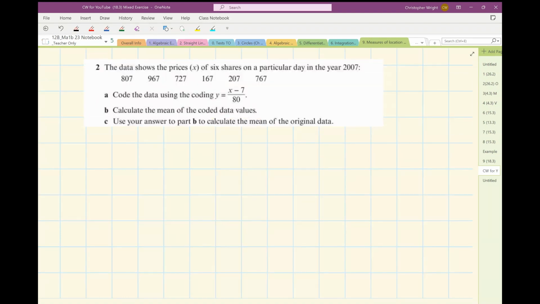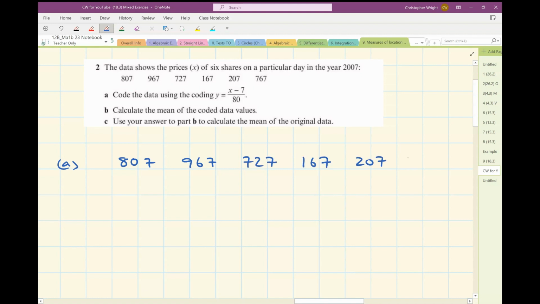Question 2. Right, I've got some data here showing the prices of 6 shares on a particular day. And the data is 807, 967, 727, 167, 207, and 767. Now I'm asked to code the data using this formula. Y has got to be x minus 7 divided by 80.